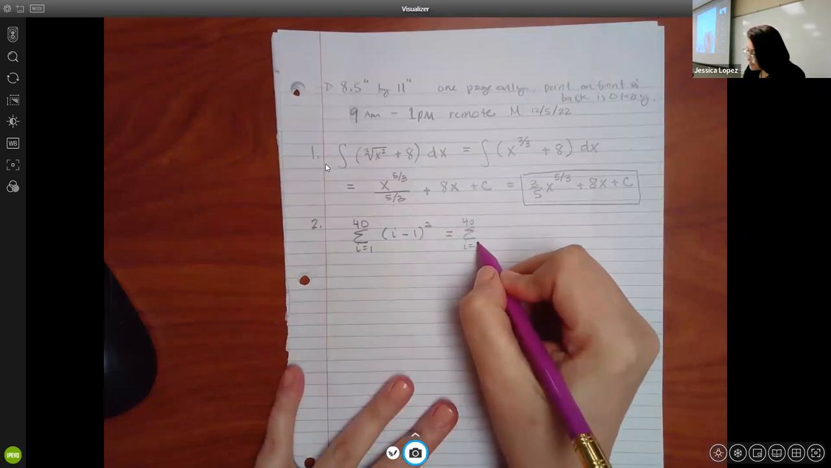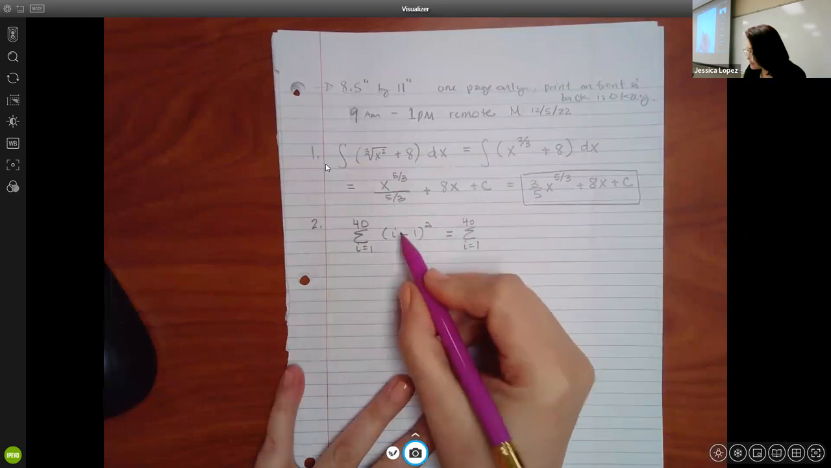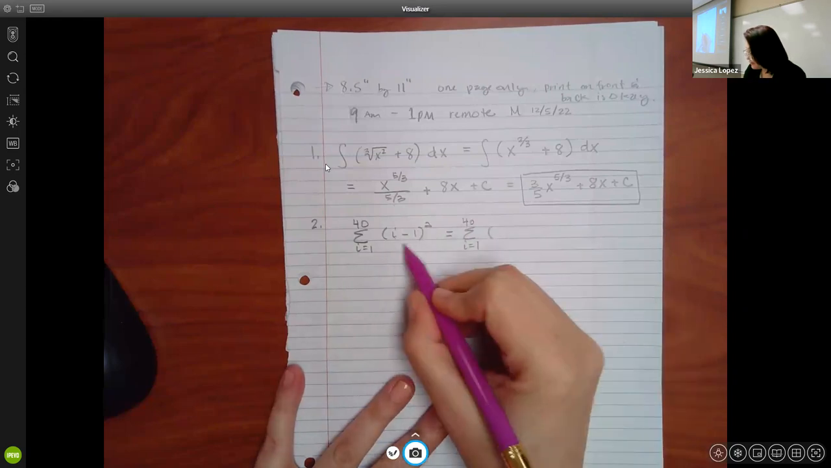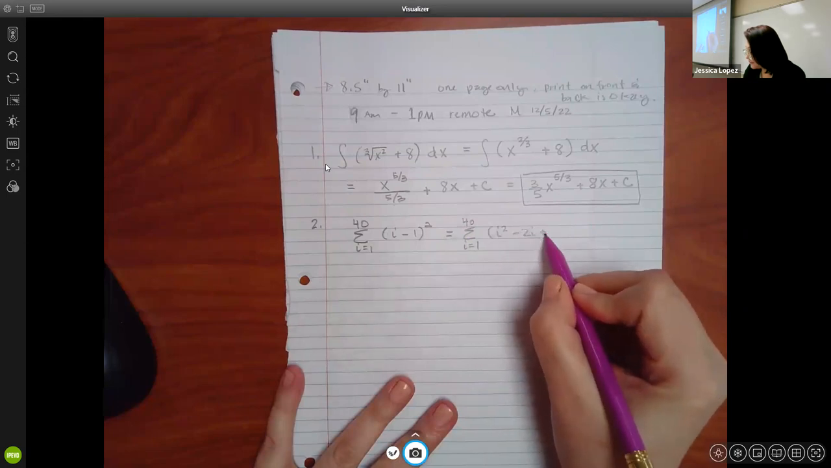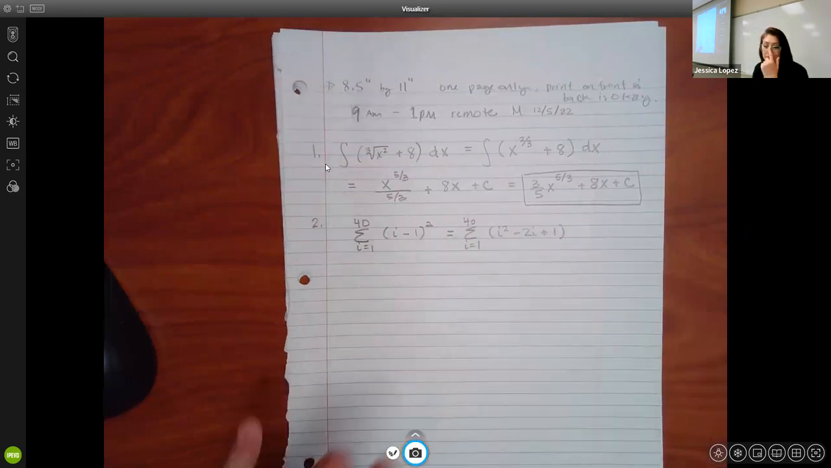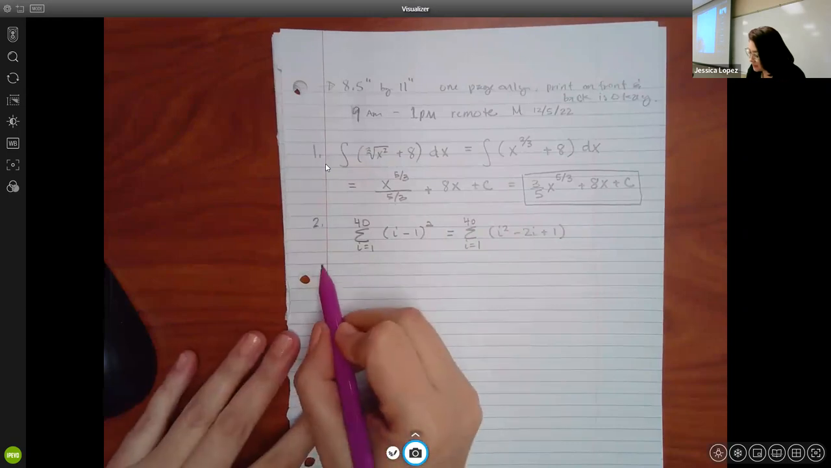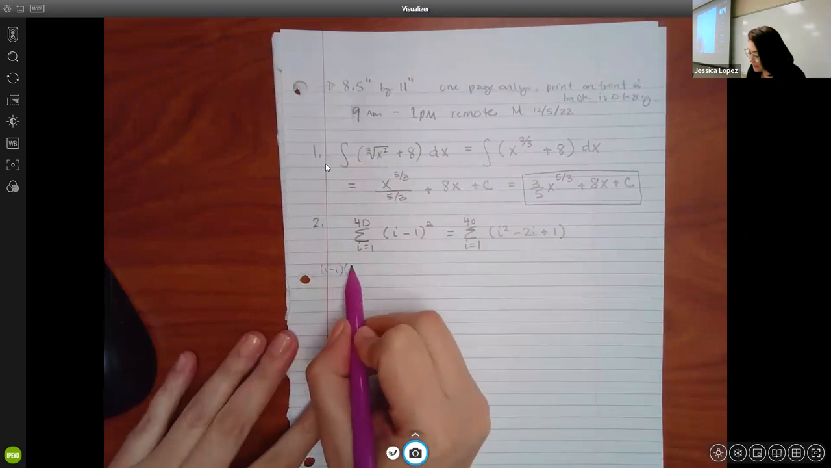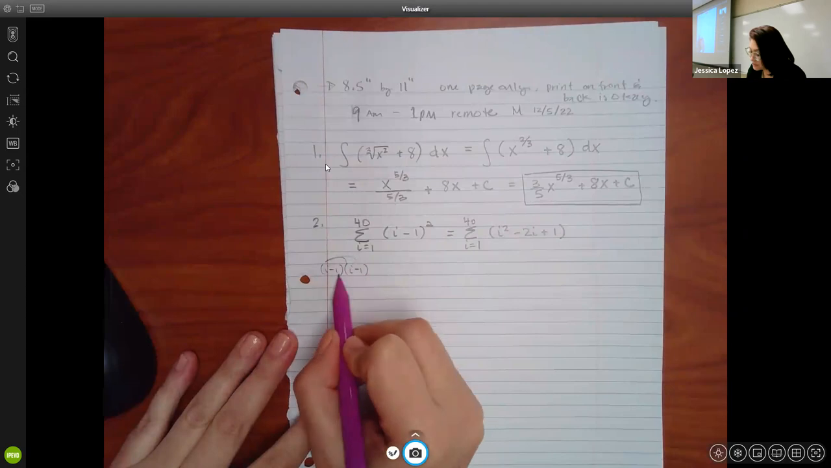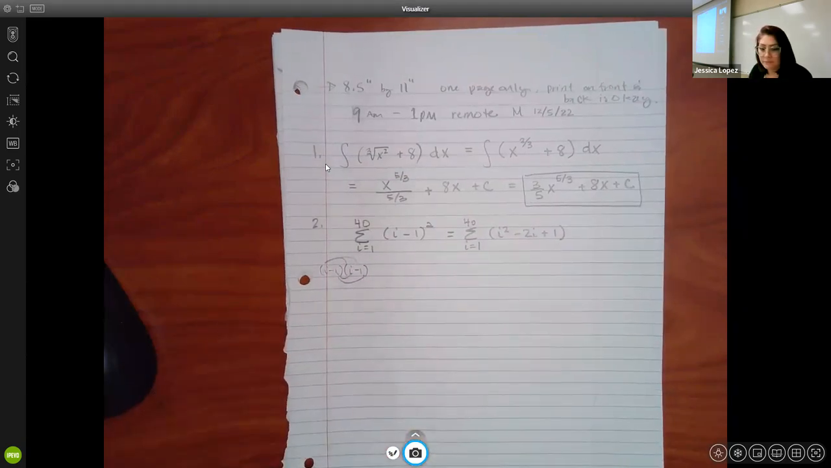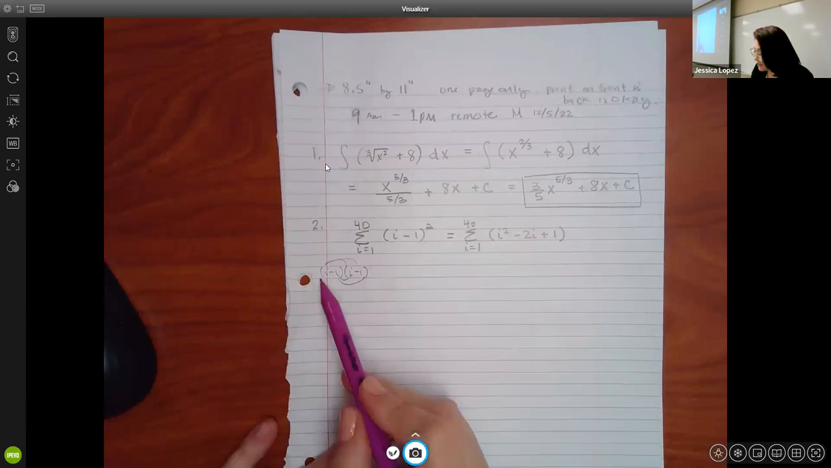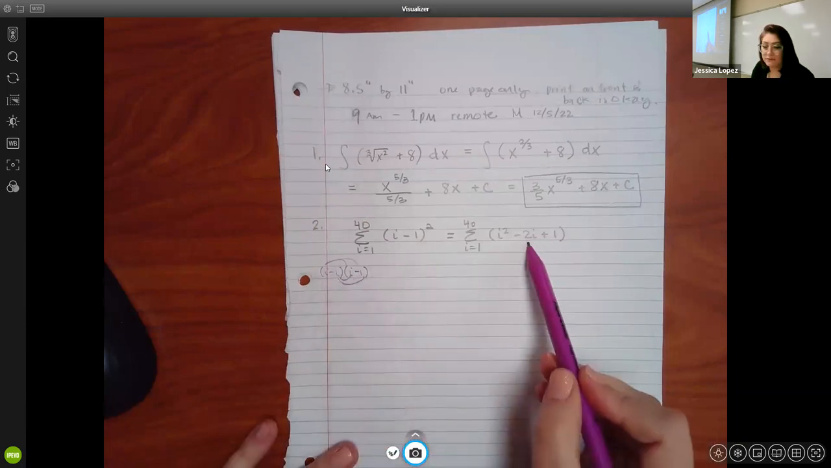And before I can use them, I definitely need to FOIL this out. And when I do FOIL it out, I will get i squared minus 2i plus 1. Right, because I'm doing i minus 1 times another i minus 1. And then you have to actually FOIL it all out. Once I combine the negative i and the negative i, that's where the negative 2i comes from.